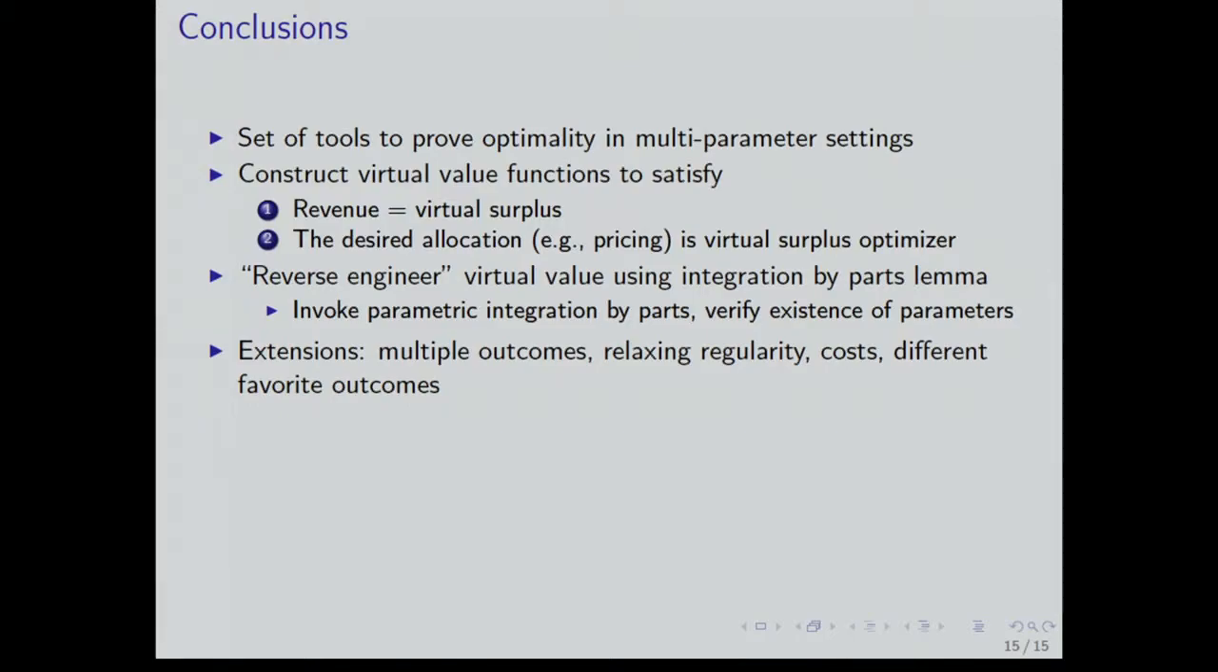There are different favorite outcomes, as Sergio mentioned, and the theorem easily extends to the case that there could be different favorite outcomes. The form of the mechanism is just going to become post a price for the favorite outcome, and the buyer can pick what outcome he wants. And that's it. Thank you.